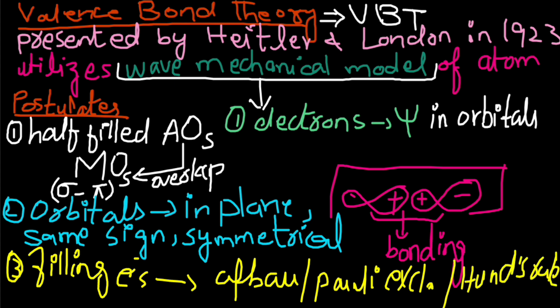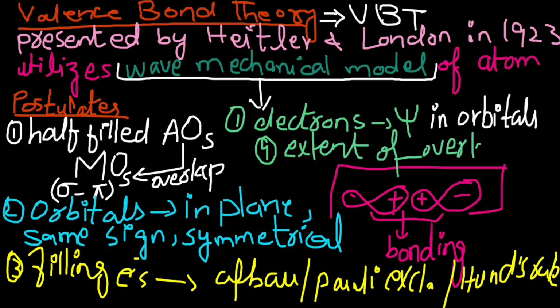The extent of overlapping must be less than 50%. The fourth postulate is that the extent of overlapping must be less than 50%. If the overlapping extent is greater than 50%, there will be nuclear repulsion and the molecule will become unstable. So the extent of overlapping for two orbitals must be less than 50%.